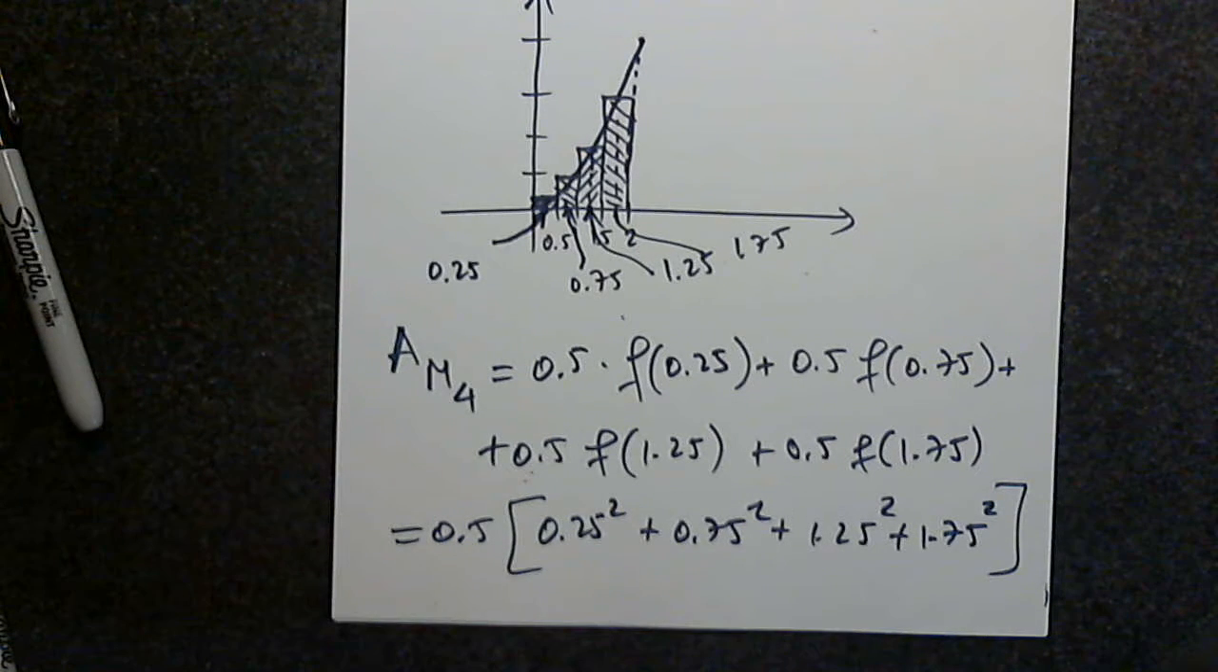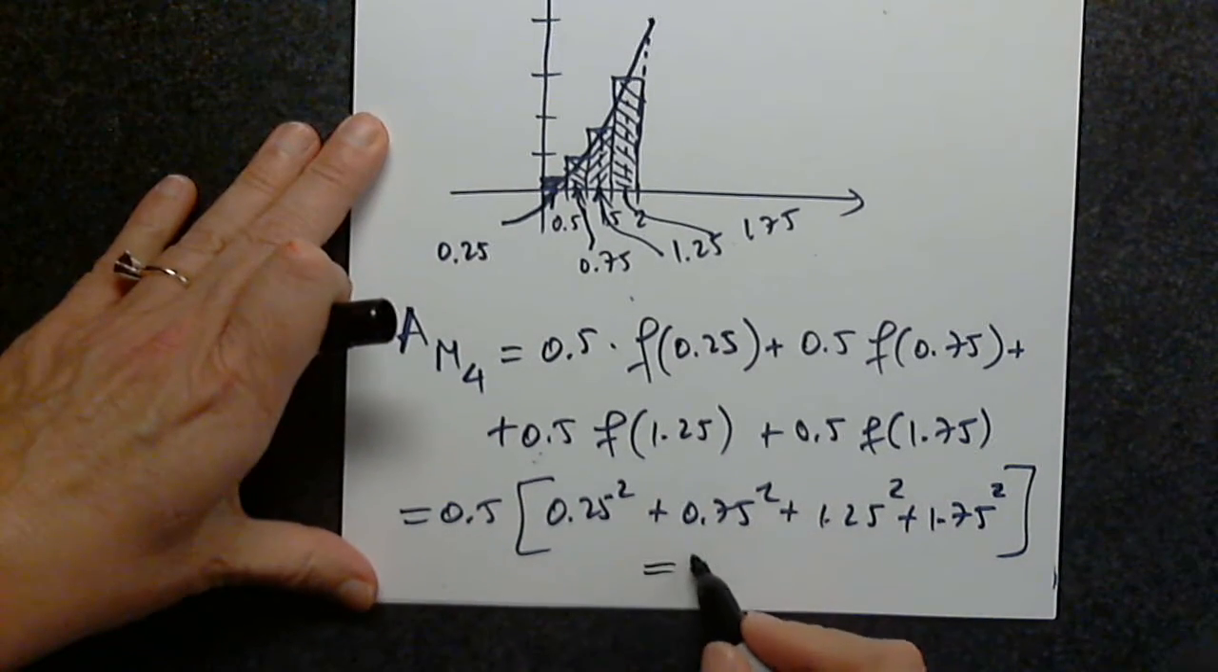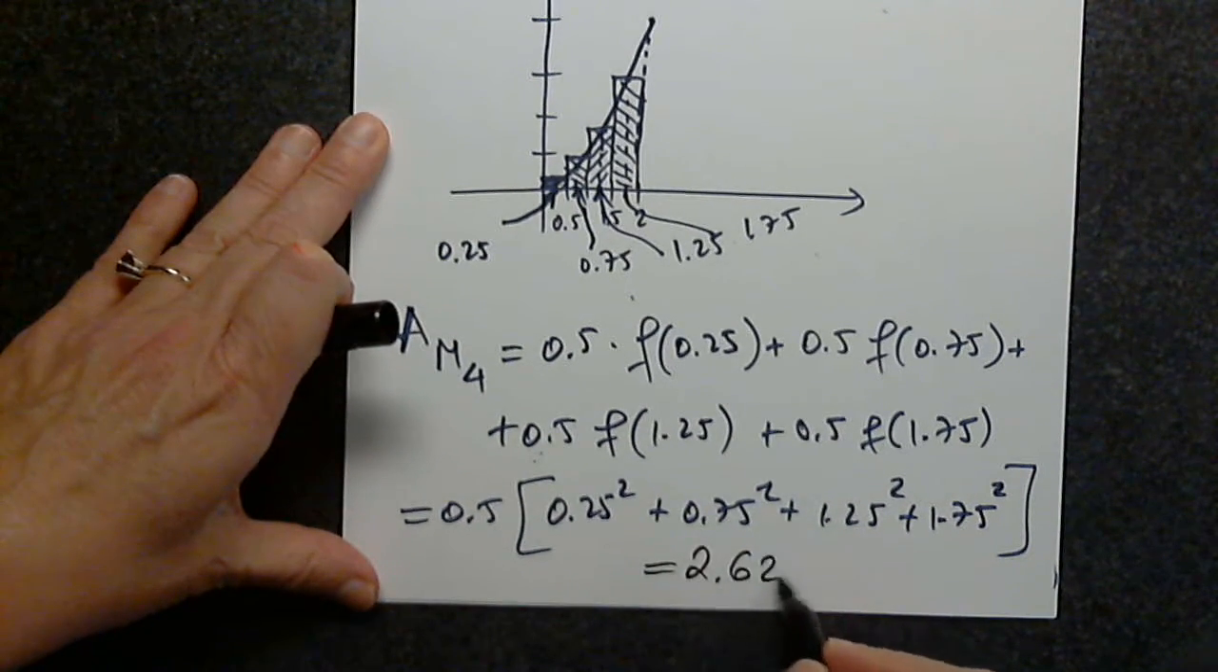The answer is this sum, and I'm getting to that notation in a minute. The sum of all those in L2 is 2.625. Do you have to do this? No. I think it's the easiest though. So the answer is 2.625.